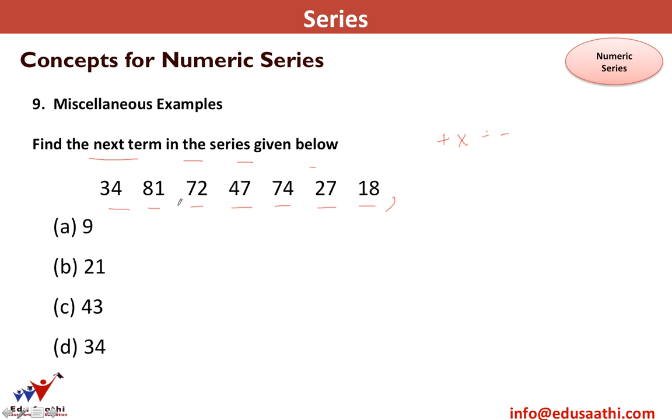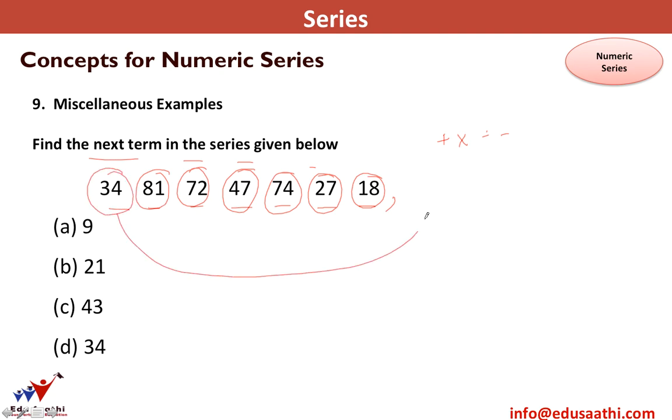So if you look carefully, I have 81 here and the reverse of 81, 18 here. 72 here, reverse of 72, 27 here. 47 here, reverse of 47, 74 here. So what is the next term? Here I'll have reverse of 34, which is 43. So this is my answer.